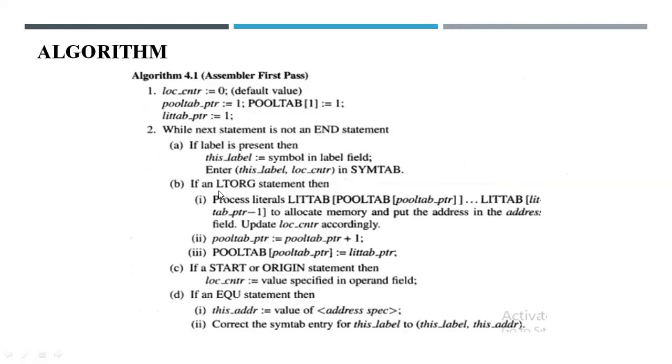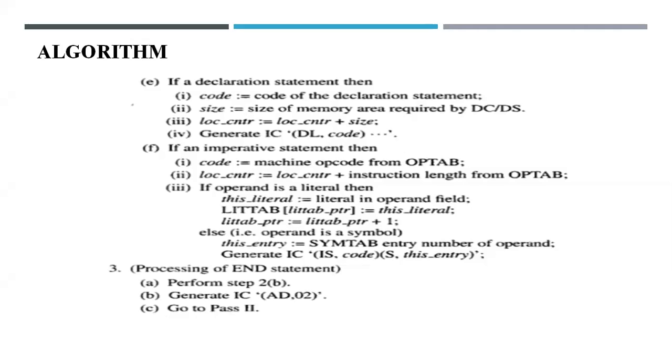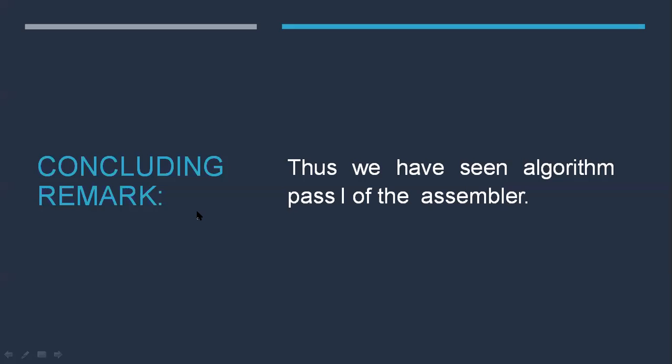Step 2B is here. If an LTORG statement is encountered, then allocate memory for literals. And at the end, if an END statement is encountered, then also allocate memory to all the literals. So if LTORG is not there, the END statement will do the work of LTORG. If LTORG is given explicitly, then the LTORG statement will do its task at that point, generating a new pool, and the END statement will again allocate memory to the remaining literals, generating a second pool. So this is how this algorithm works.